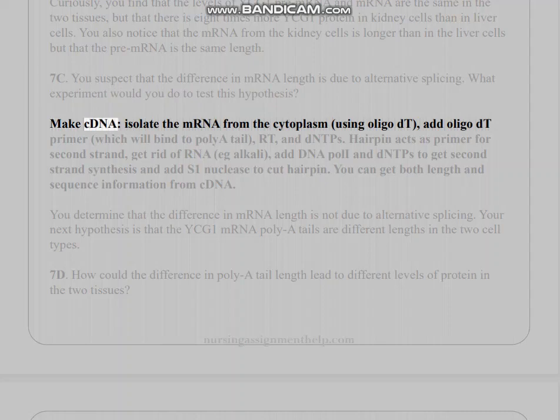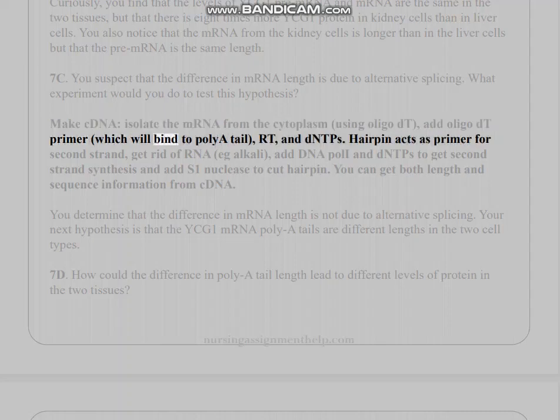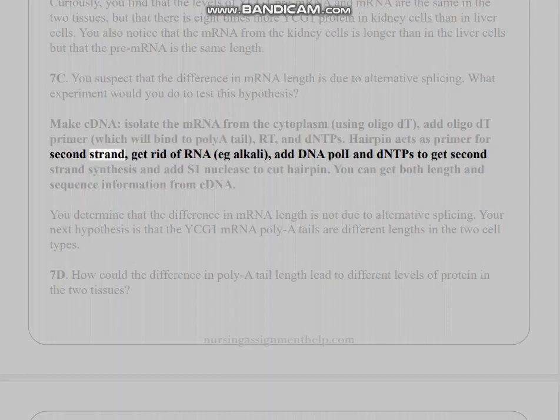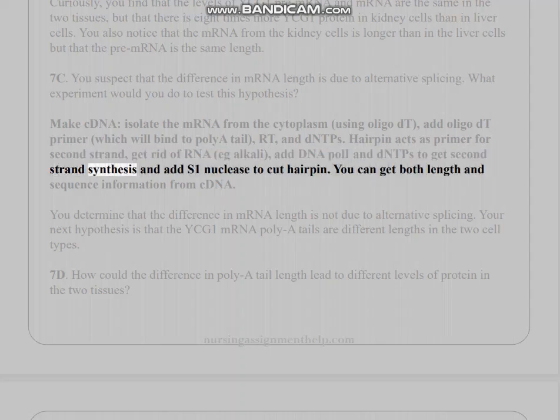Make cDNA. Isolate the mRNA from the cytoplasm using oligo-dT, add oligo-dT primer, which will bind to the poly-A tail, RT, and dNTPs. Hairpin acts as primer for second strand. Get rid of RNA, for example with alkali, add DNA polymerase and dNTPs to get second strand synthesis, and add S1 nuclease to cut the hairpin. You can get both length and sequence information from cDNA.